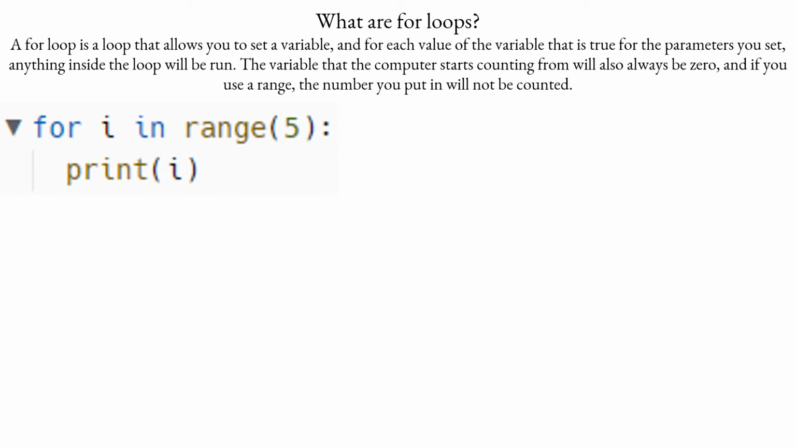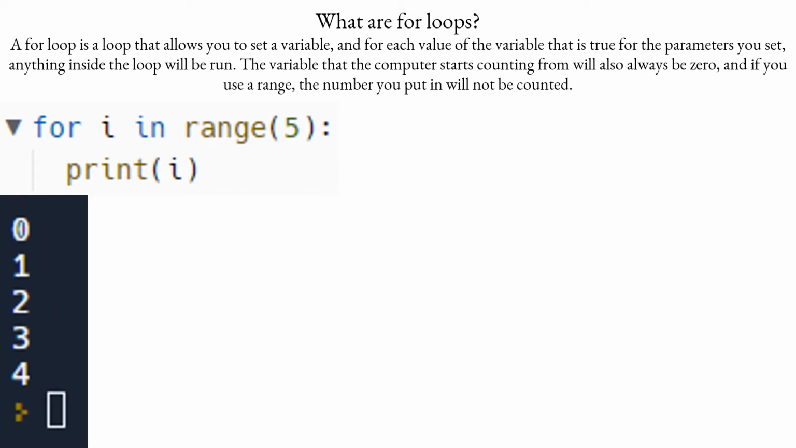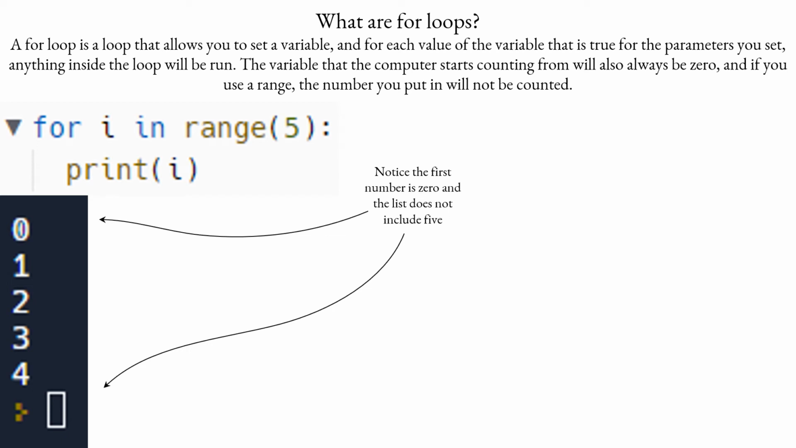What do you think the computer would print if I ran these two lines? This is my result. Notice that the list starts from 0 and it does not include 5. This shows that the computer started printing from 0 and it stops at 5.